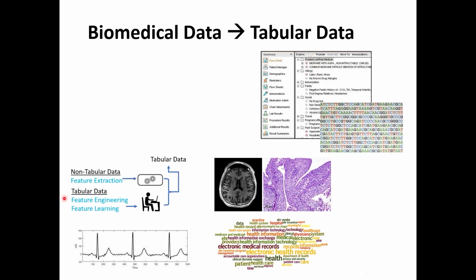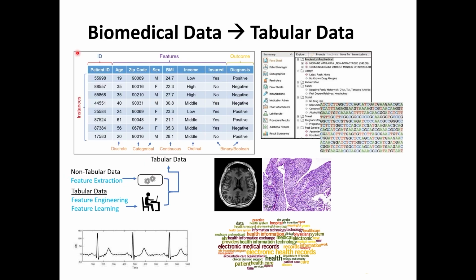Some forms of biomedical data are already in a tabular format, and we can additionally employ methods such as feature engineering or feature learning to create new columns for a tabular data set. Other types of data, such as images, natural language text, or time series data, aren't already in a structured tabular format. And so to use most machine learning algorithms, we need to first employ feature extraction techniques to pull features out of the raw data and into the traditional tabular data format.